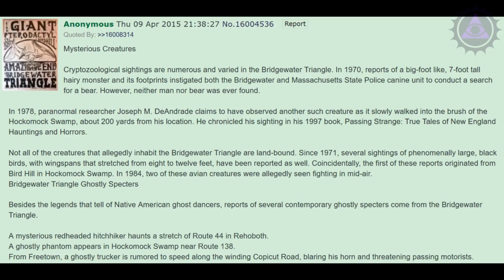Bridgewater Triangle ghostly specters. Besides the legends that tell of Native American ghost dancers, reports of several contemporary ghostly specters come from the Bridgewater Triangle. A mysterious red-headed hitchhiker haunts a stretch of Route 44 in Rehoboth. A ghostly phantom appears in Hockomock Swamp near Route 138. From Freetown, a ghostly trucker is rumored to speed along the winding Coppicut Road, blaring his horn and threatening passing motorists.